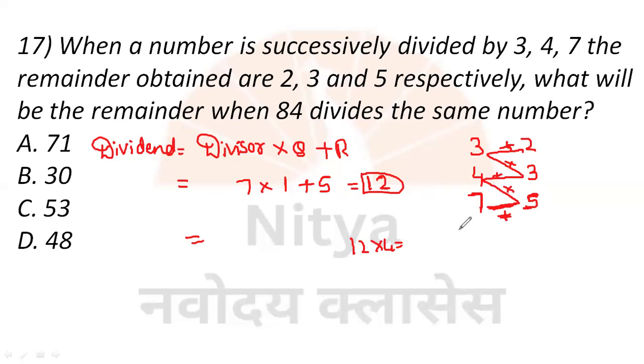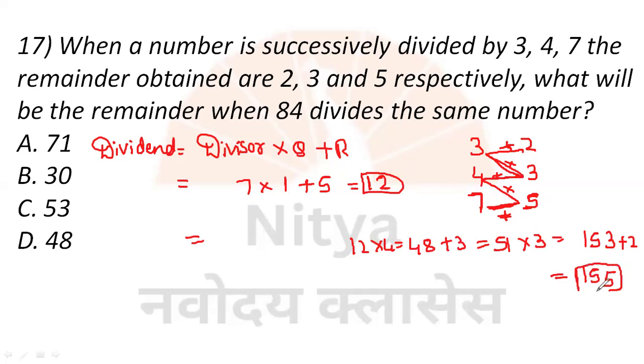12 fours are 48. Okay, so 48 plus 3, because here that is a straight line, no? So 48 plus 3 is 51. So 51 into 3. See here the cross line, no? So that is 51 into 3, that is 153. So plus 2, 155. So we get the dividend.